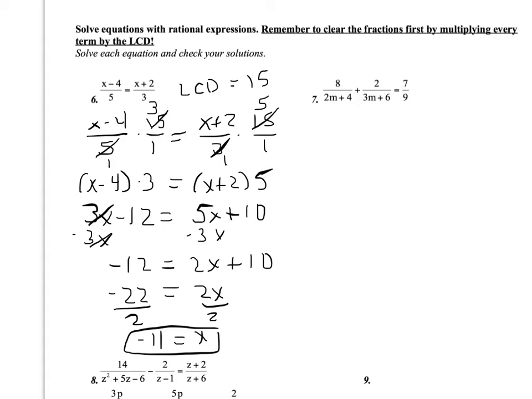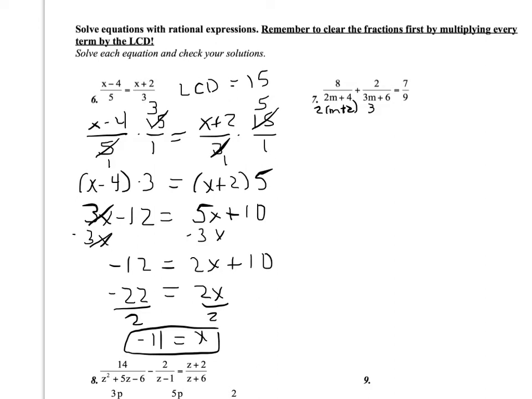If you look at the next example, number 7, we no longer have just numbers in the denominator. In fact, the first two fractions are binomials and need to be factored. So we're going to factor the first denominator into 2 times m plus 2.